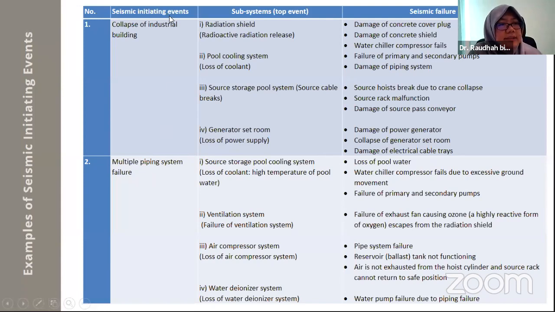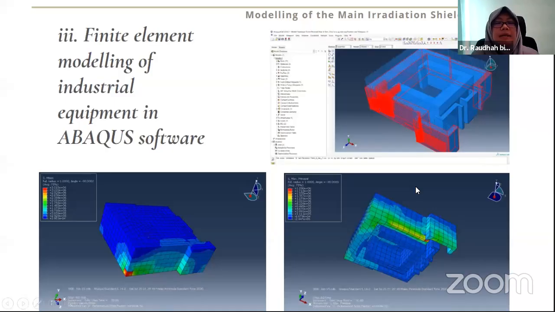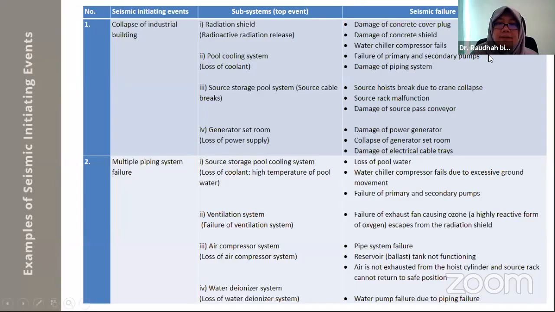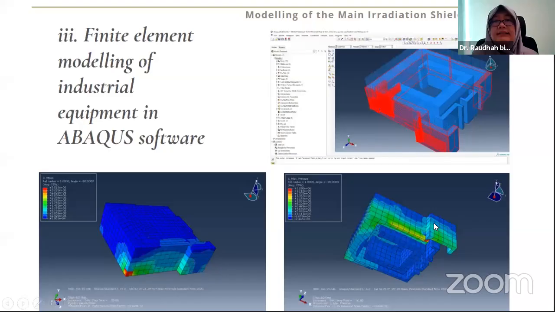Second, in the seismic initiating event, let's say there's a multiple piping system failure. So what are the subsystems affected? We identified the source storage pool cooling system, ventilation, air compression, water deionizer, and so on. So you can read this. Apart from the previous seismic failure modes, the assessment is done based on a factor of safety.